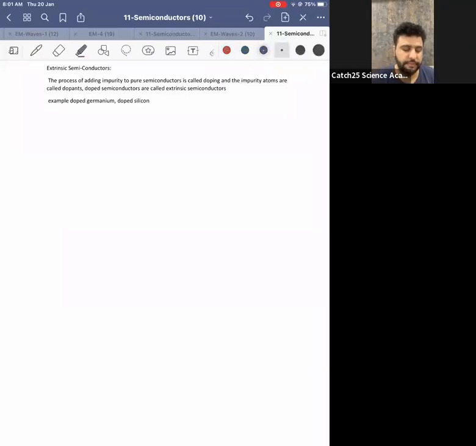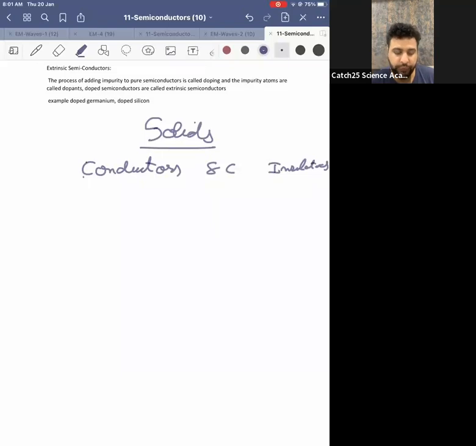Now see this. In solids, we had three types of solids: conductors, semiconductors, and insulators. Then what did we do? We studied only about semiconductor. We stopped studying about conductor and insulator. In semiconductor, we have two types: intrinsic semiconductor and extrinsic semiconductor.